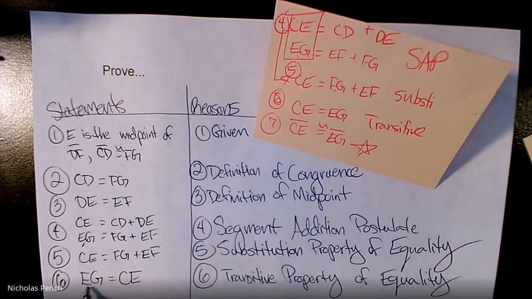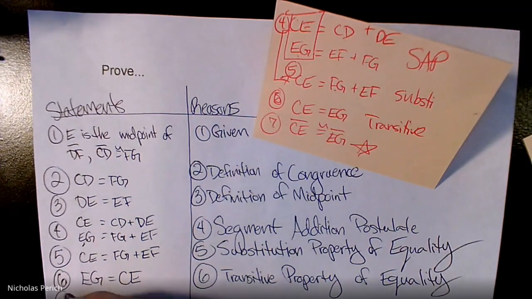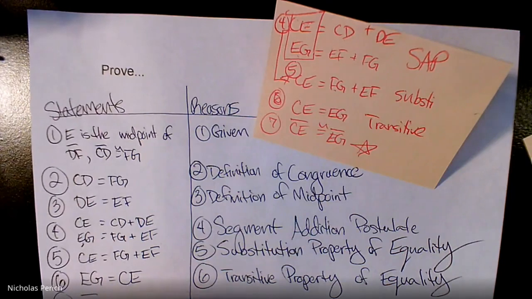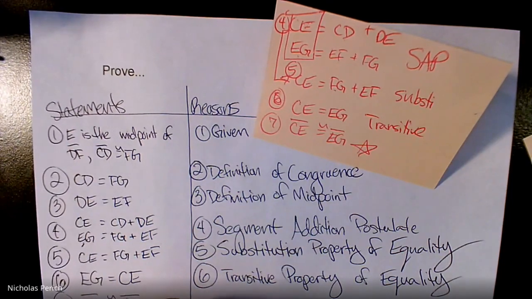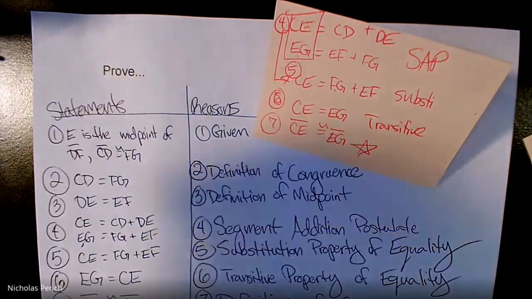And if I say EG equals CE, then I'm allowed to say segment EG is congruent to segment CE. And that is the definition of congruence.